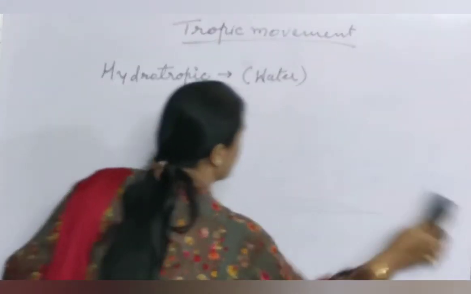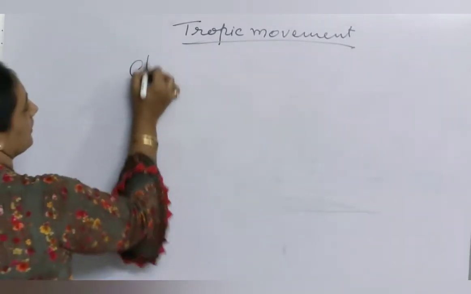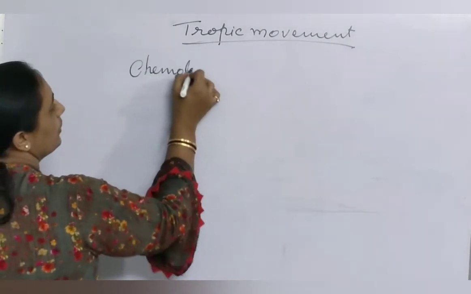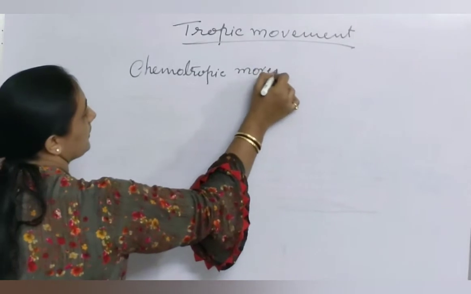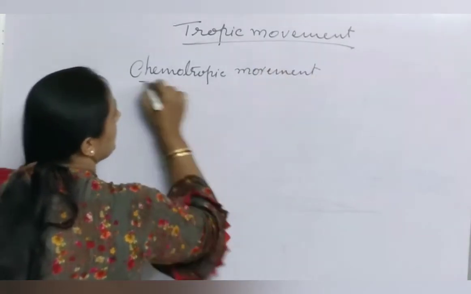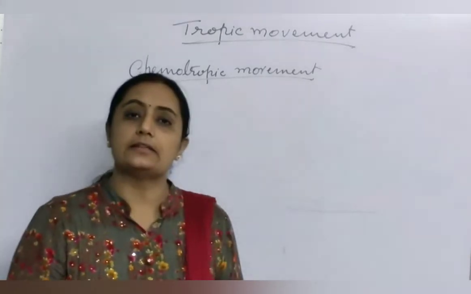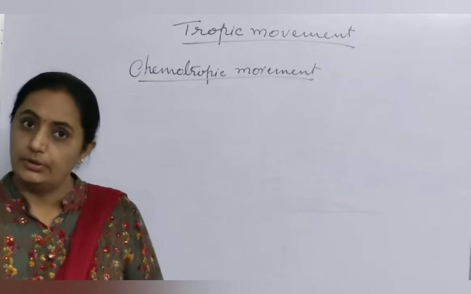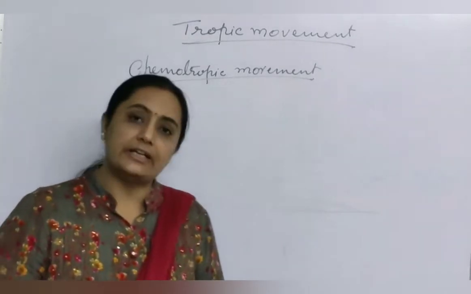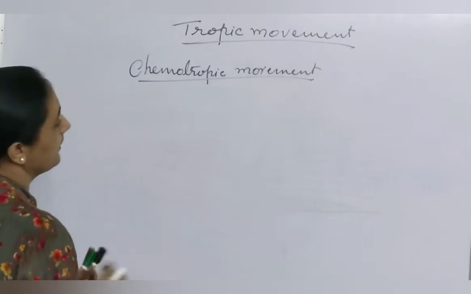Next movement is chemotropic movement. This chemotropic movement is shown by pollen grains during the germination of the pollen tube at the time of fertilization. How is it shown by pollen grain?